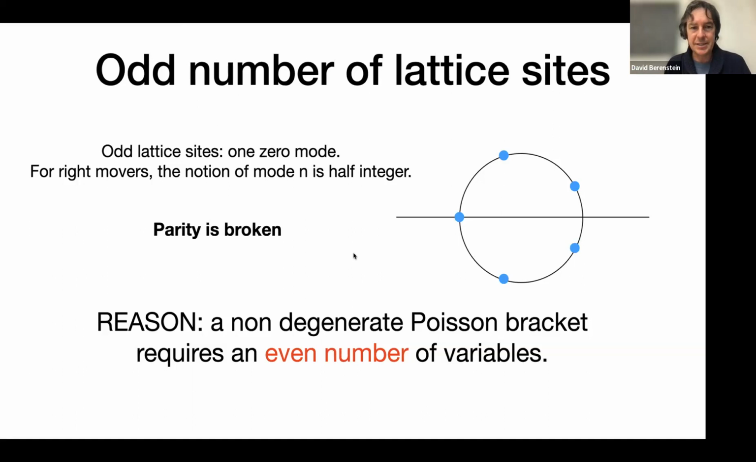And the reason for this, from the point of view of just the Poisson bracket, is that a non-degenerate Poisson bracket requires an even number of variables. So if you have an odd number of variables, no matter what you do, you'll always get exactly one zero mode, or an odd number of zero modes.